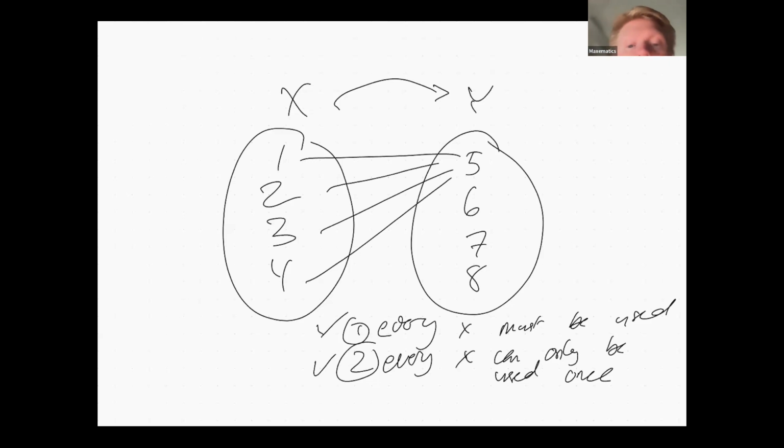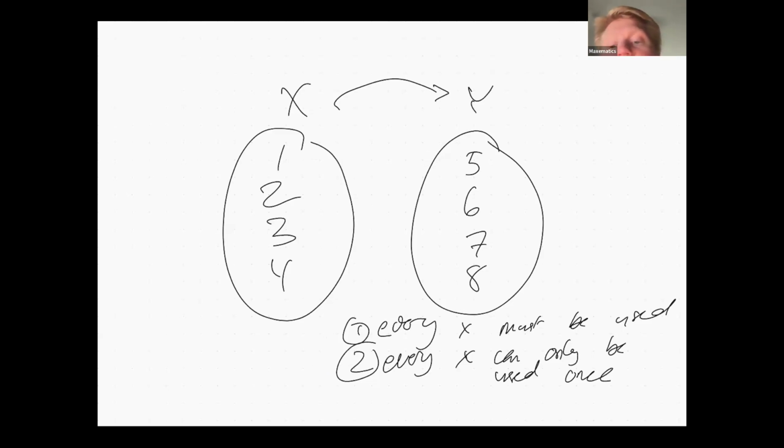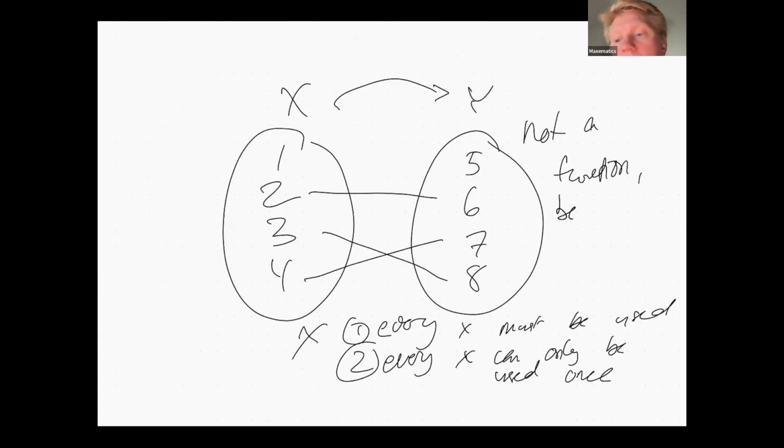All right, let's do an example of something that would not work. So for example, let's say 2 goes to 6, 3 goes to 8, and 4 goes to 7. Okay, let's go through our two rules. Every x must be used. Well, 1 wasn't used. Well, that's kind of a problem. That fails the first rule. So this, as written, is not a function because x equals 1 was never used. Okay, so that would be an example of something that isn't a function.